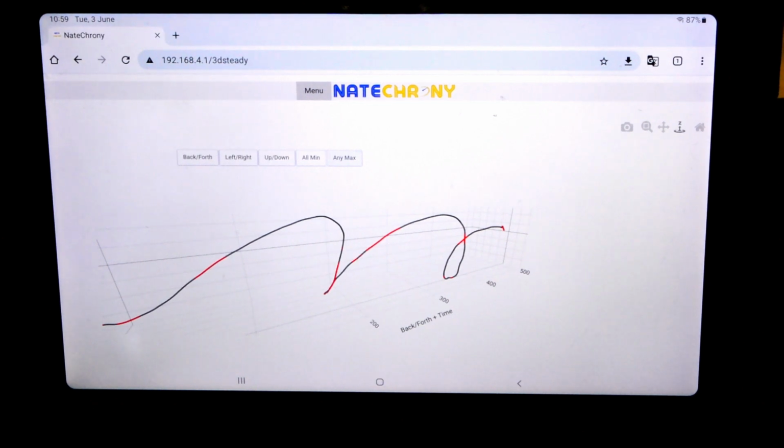Again, it really only works when you're holding it in the position that it's going to be shot in. We're going to work on that and add a lot more data and a lot more features over time as well.